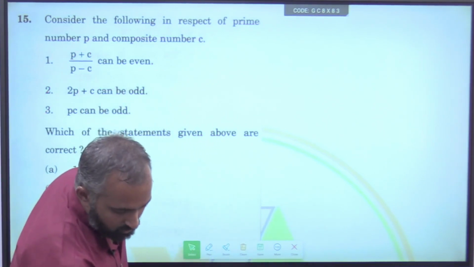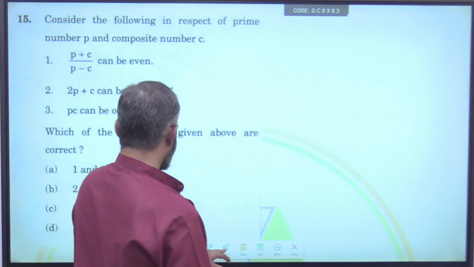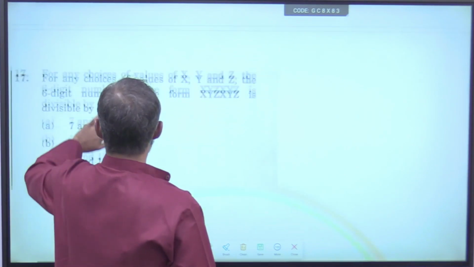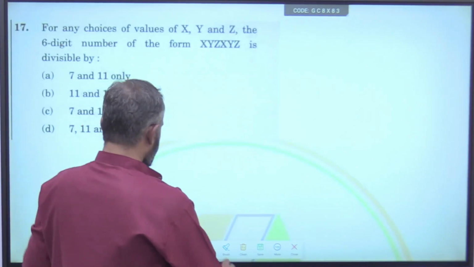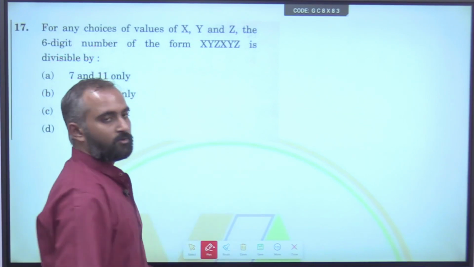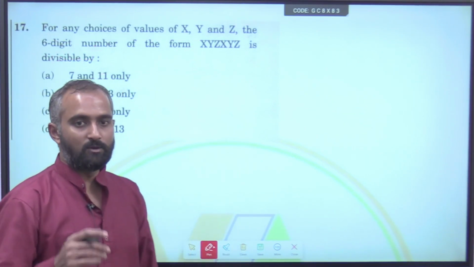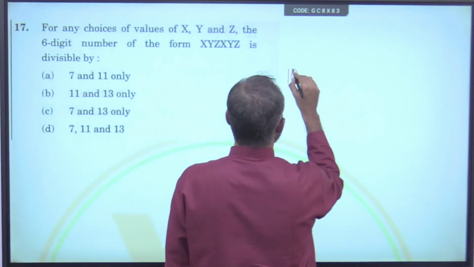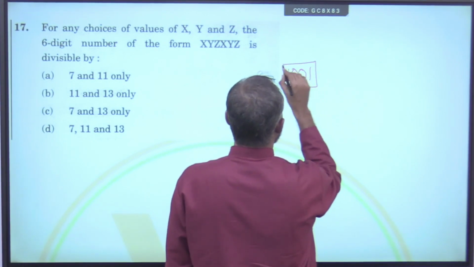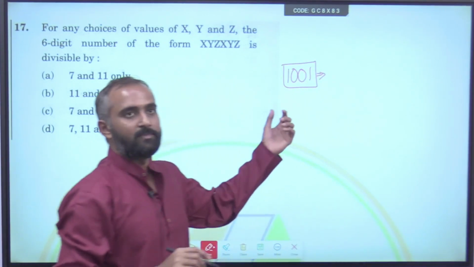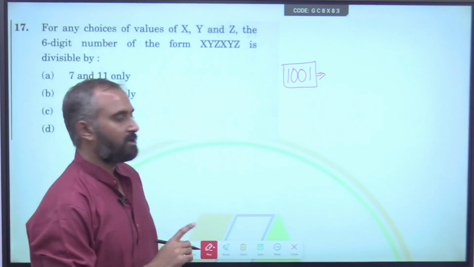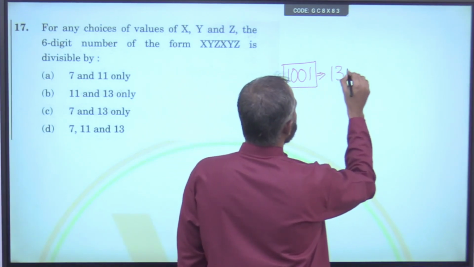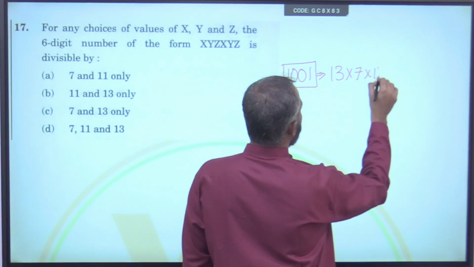Next one is 17. You remember my point of looking for patterns. This pattern especially, 1001. It has been repeated even in this paper 2 or 3 times. We'll reach that when we see that. This is nothing but 13 into 7 into 11.